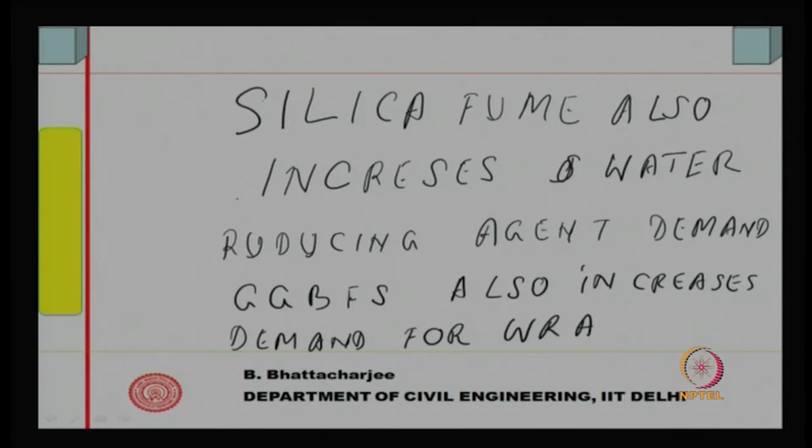Now, rice husk ash can increase this demand to such a large extent that it may not be feasible to use this material, because there are negative effects of using excess water reducing agent. In fact, it can affect the setting characteristics significantly if you are overdosing it. So, this is a problem.